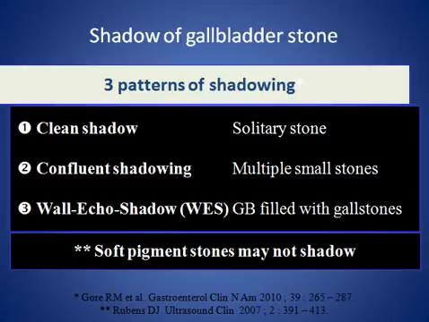Three types of shadowing are seen in the diagnosis of gallbladder stones by ultrasound: clean shadow, which represents a solitary stone; confluent shadowing, which represents multiple small stones; and wall echo shadow, which represents large gallbladder stones or a gallbladder filled with stones.